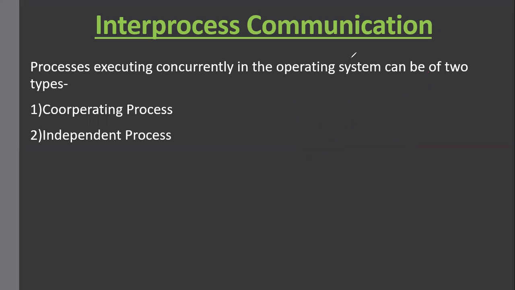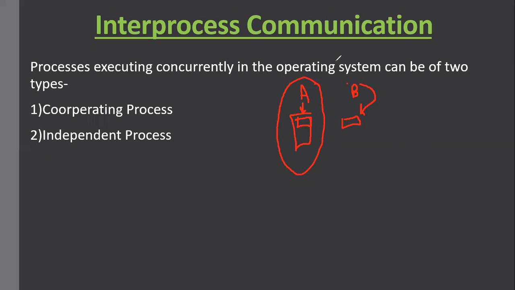Now, what are independent processes? Let's take the same example. If A and B are working on something, and A has its own stationery item and B has its own stationery item, then if A is using its own stationery item, it will not affect B because B has its own stationery item. So the working of A is nowhere going to affect the working of B.